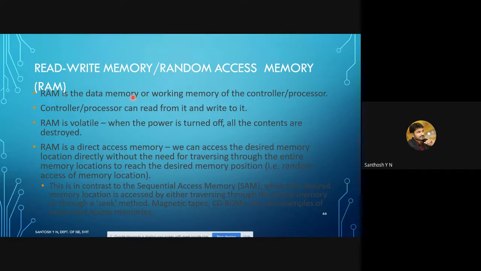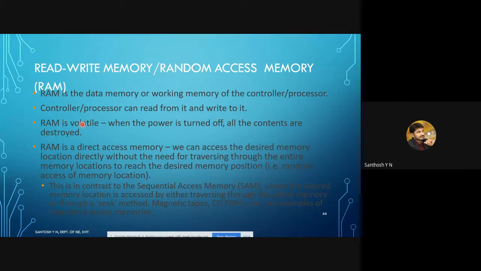RAM is the data memory or working memory of a controller or a processor. The controller or processor can read from it and write into it. So here you have both the options: either you can read it or you can write it. That is why it is called read-write memory or random access memory.